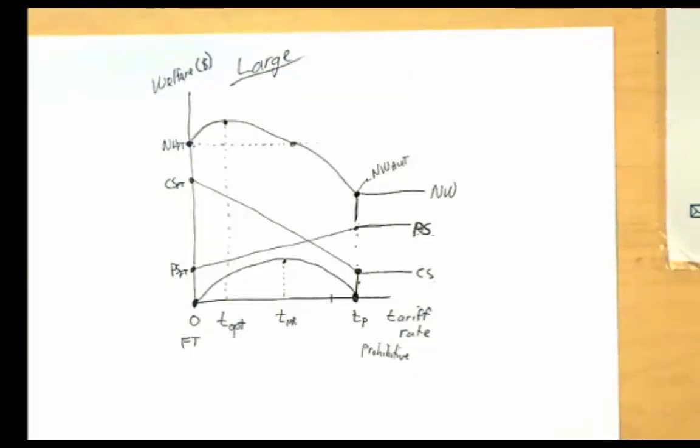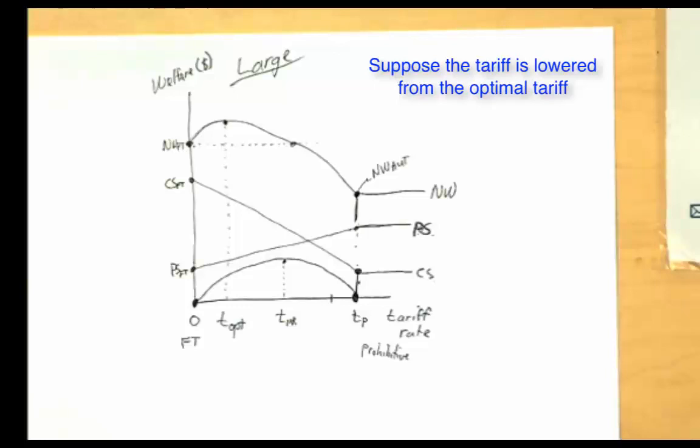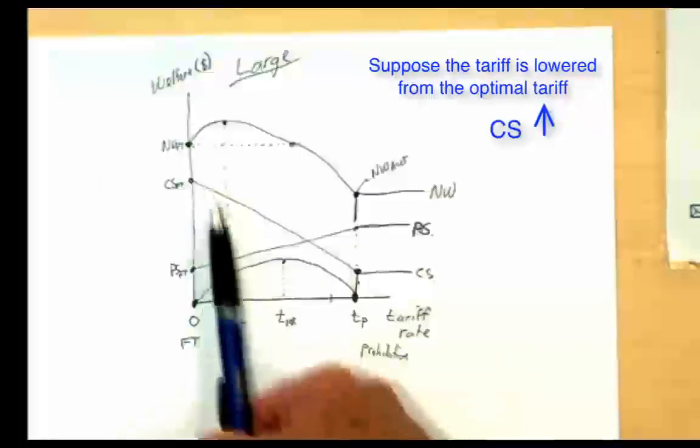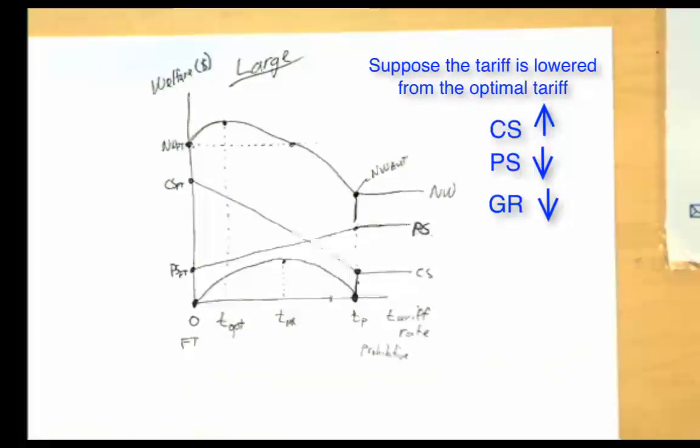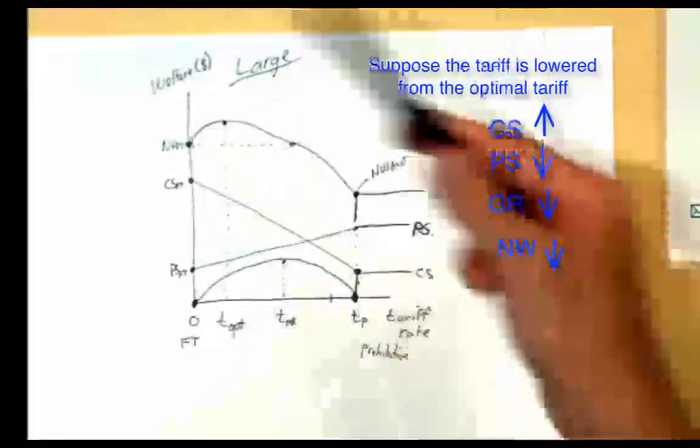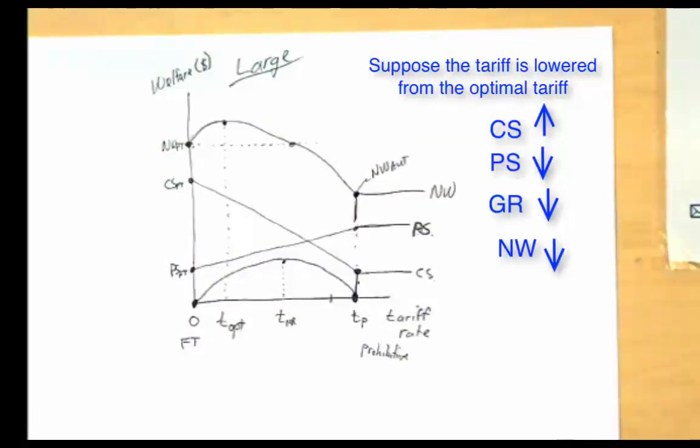Okay, let me give you a different one. Suppose I begin with the optimal tariff, and I lower the tariff. So I start with the optimal tariff, and I lower the tariff. What happens to consumers? Better or worse off, ambiguous or zero? Better off. Moving up along this line, consumers are better off. What happens to producers? Worse off. Moving down along this line. What happens to government revenue? Goes down, right? Because we're moving down along this line to the left. And what happens to national welfare? Definitely negative. Moving in this direction, we're moving down closer to the free trade level. So we've got definitive answers to all of those questions.